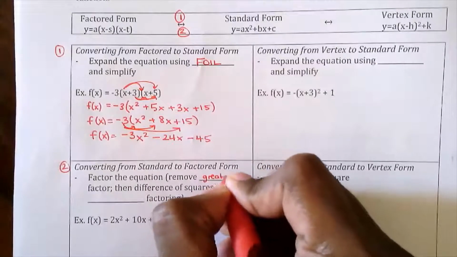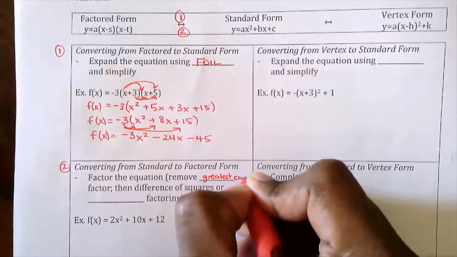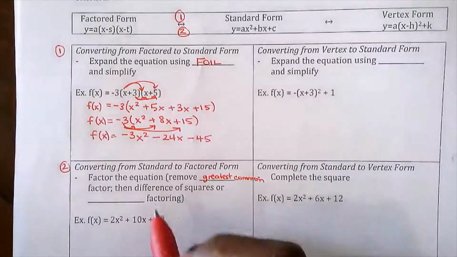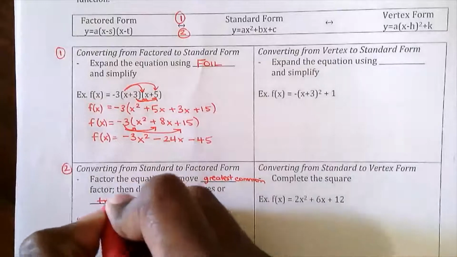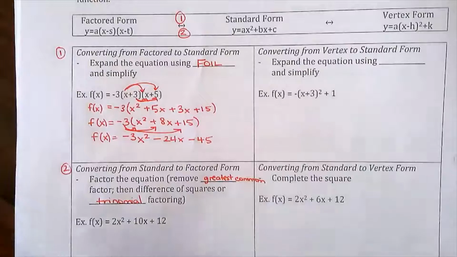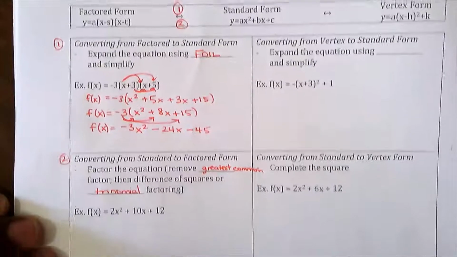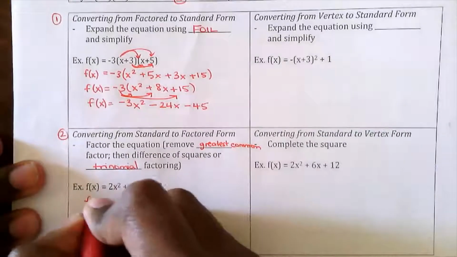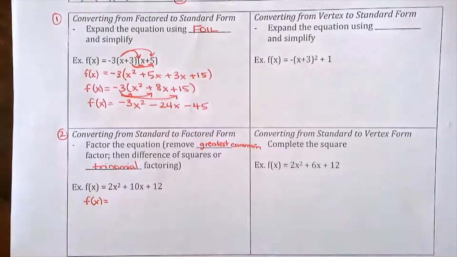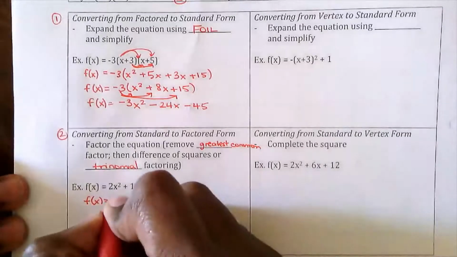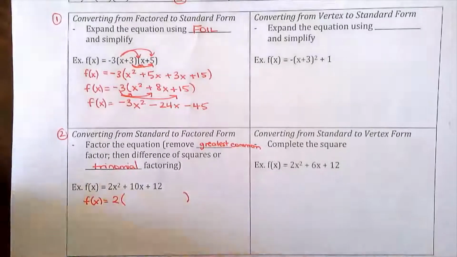So greatest common factor first, and then do a difference of squares or trinomial factoring, depending on which equation you are left with. So remember, the rule for all factoring is start with the greatest common factor. So take a look at this question. What is the greatest common factor between 2x squared, 10x, and 12? You should be thinking 2. So we're going to remove the 2, open up the brackets.